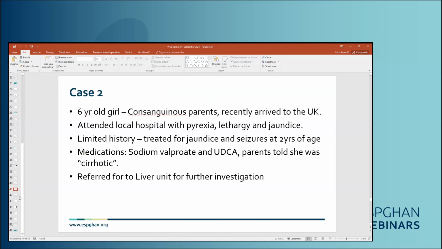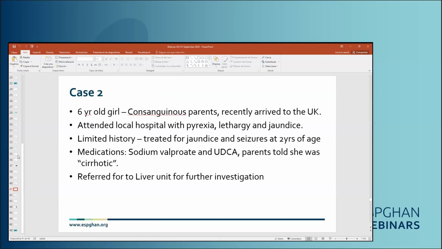So the next slide is a 6-year-old girl who had consanguineous parents. They were refugees that recently arrived into the UK. Whilst they'd been on their refugee trip, they'd been told that their child had cirrhosis, and they were given some ursodeoxycholic acid. The child had developed some seizures, and they were given sodium valproate. So the parents really had no idea what was going on in terms of their child's health.